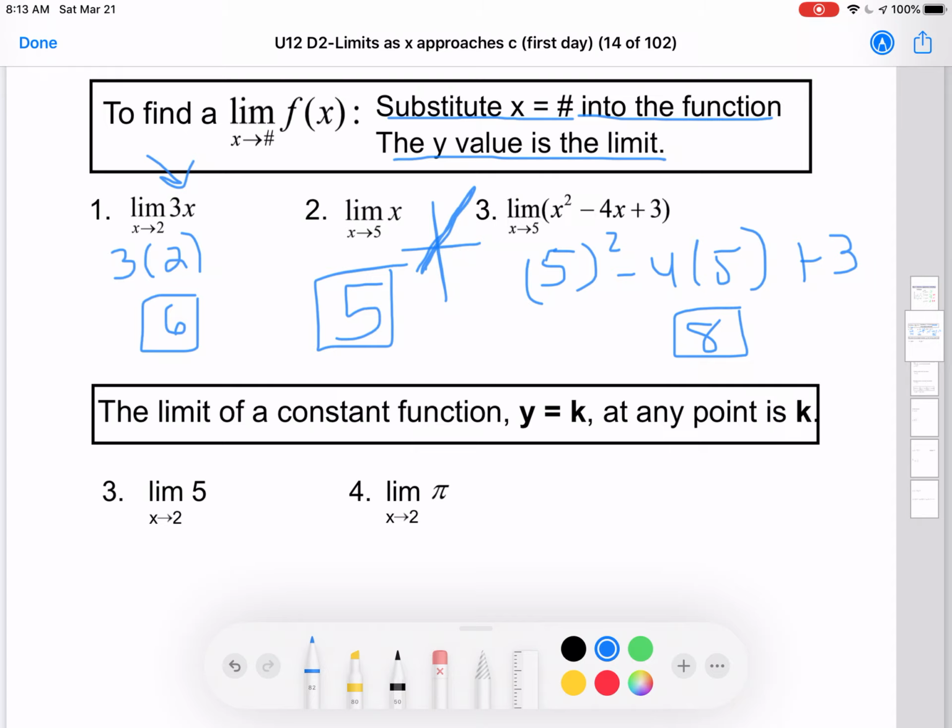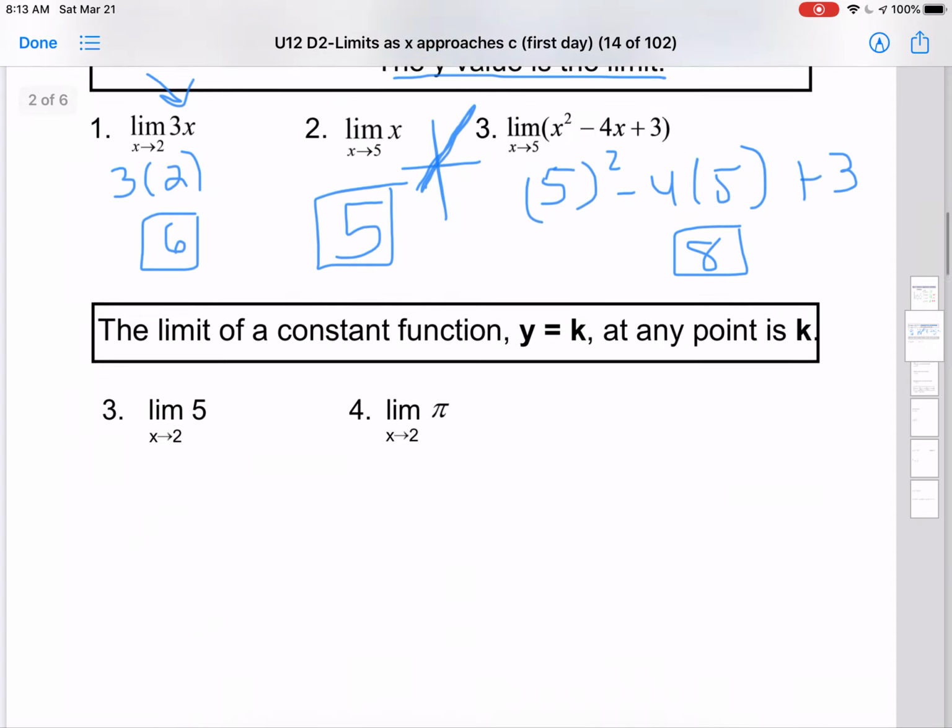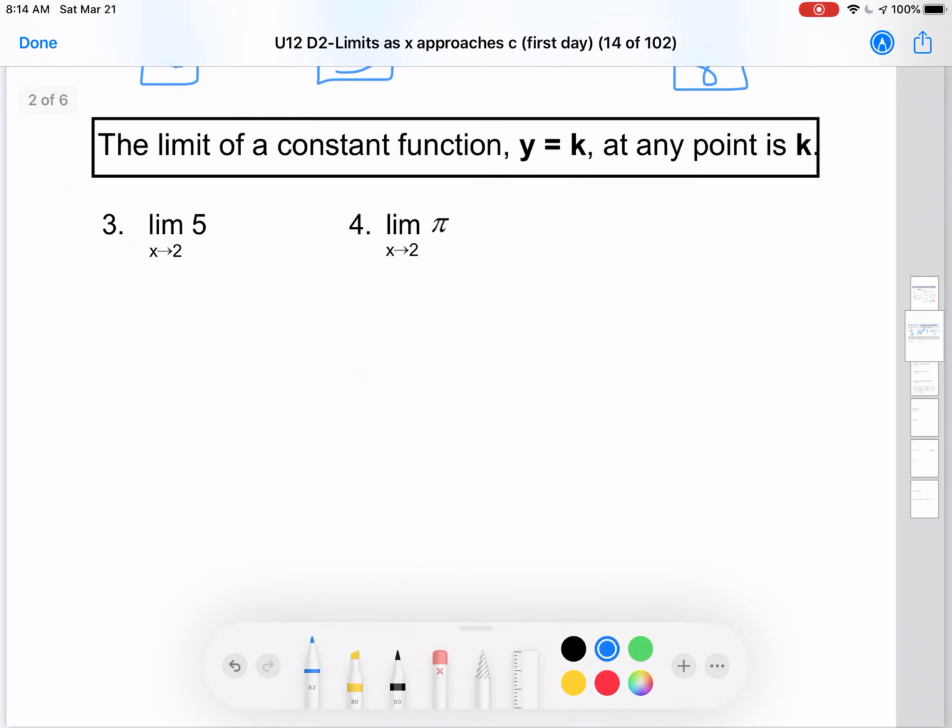Okay, what if it's a constant? Well, remember what a constant looks like. This really is just y equals 5. So if I were to look at y equals 5 on a graph, it would look like this. So at any x value, 1, 2, it doesn't matter what the x value is, it's still going to be 2 no matter if I approach from the left or the right. I mean, not 2, it's going to be 5.